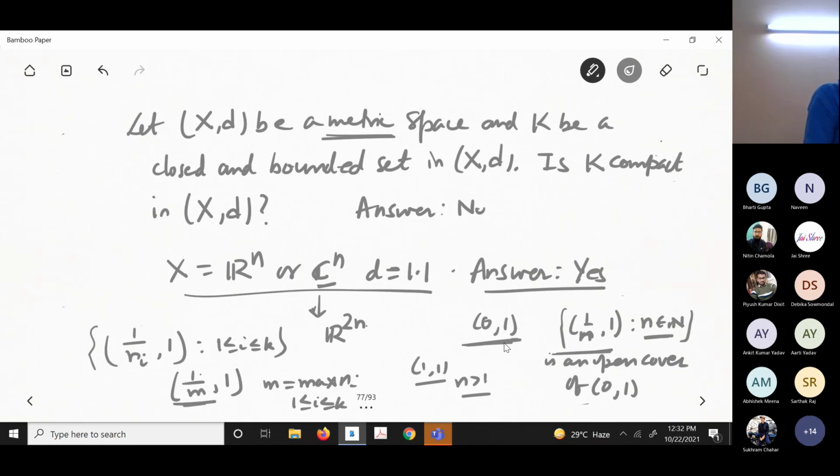In fact, this argument can be done for any interval where one endpoint is open, open on one side. It can be done for any kind of such interval, and of course it will be true for this also. So these are not compact.